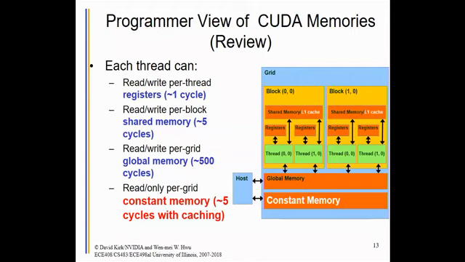Okay, so now we're adding the constant memory. The constant memory is conceptually located at the same level of the memory hierarchy as the global memory. The host can copy data into the constant memory, and I'll show you the API function. It's done in a very similar way to global memory.